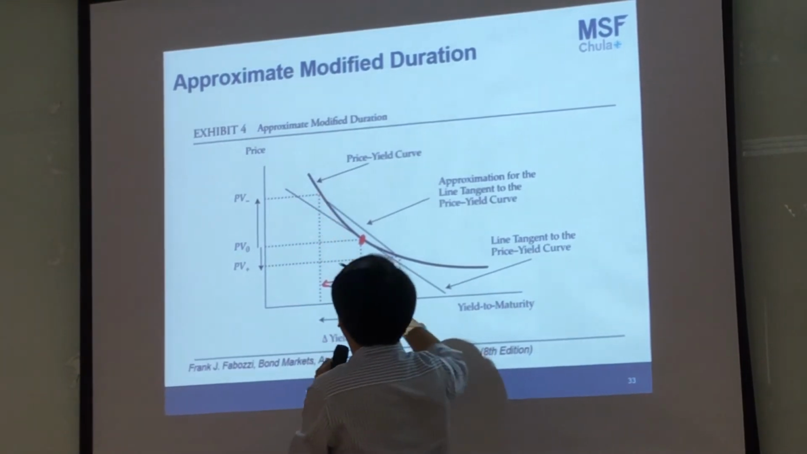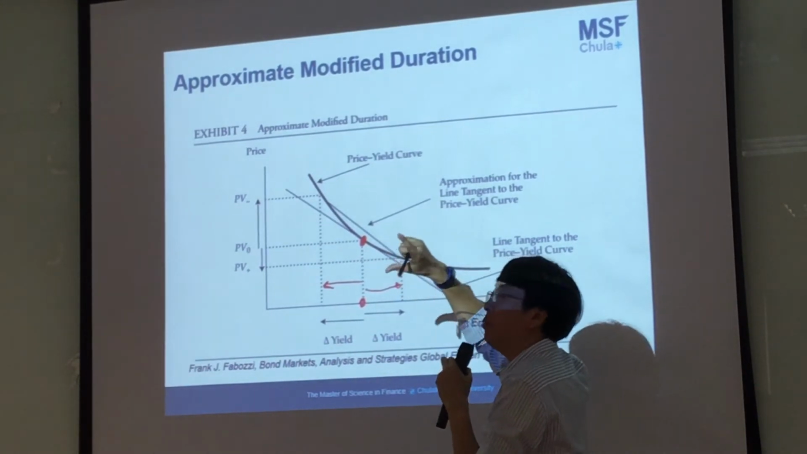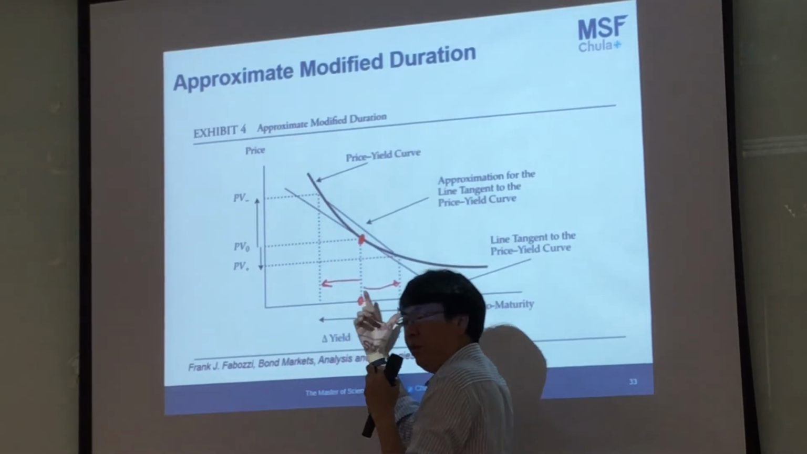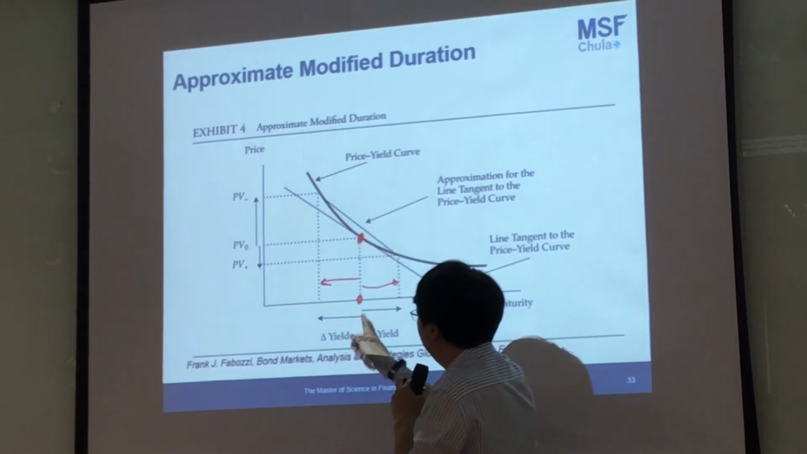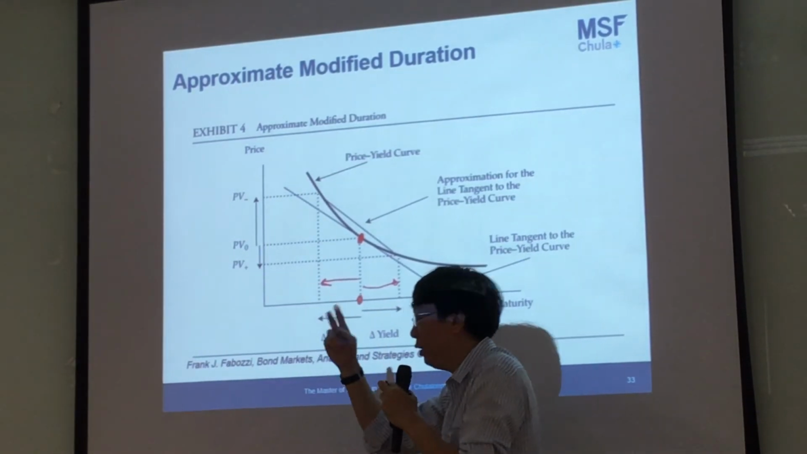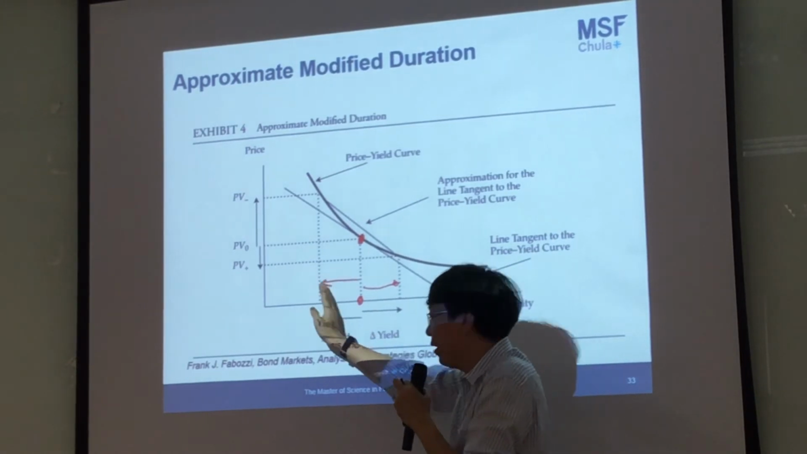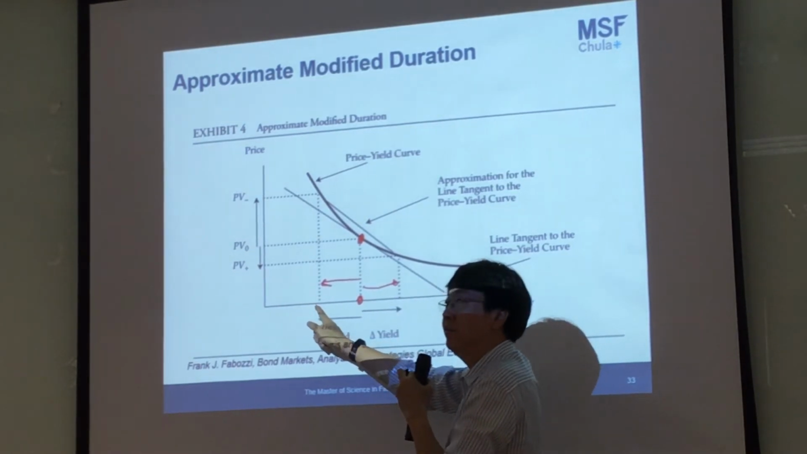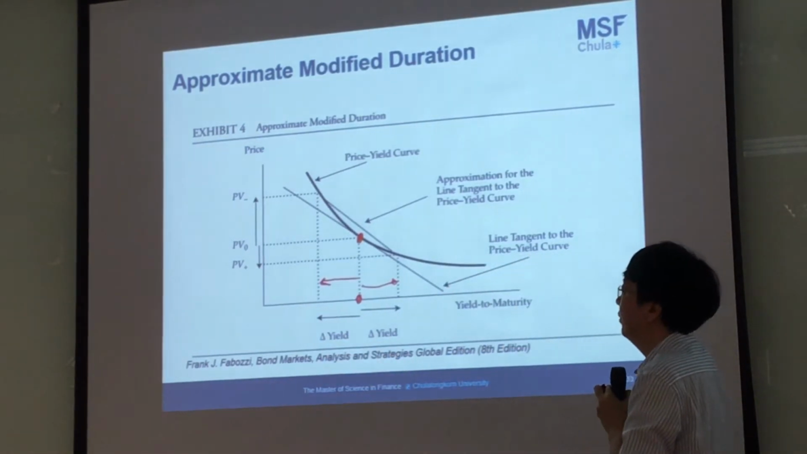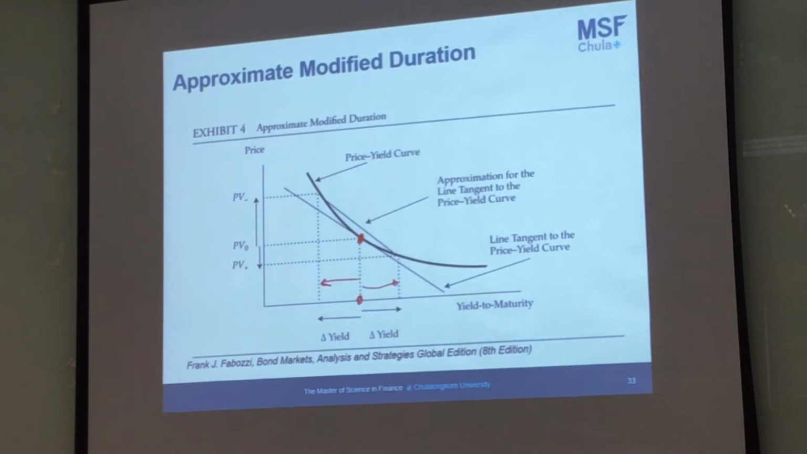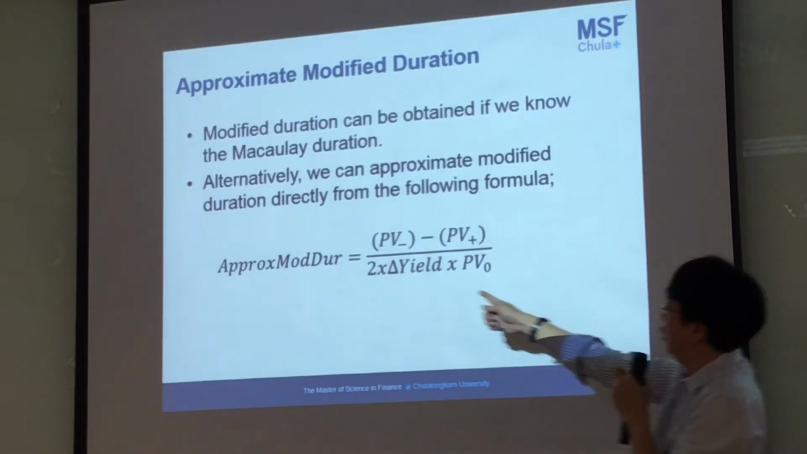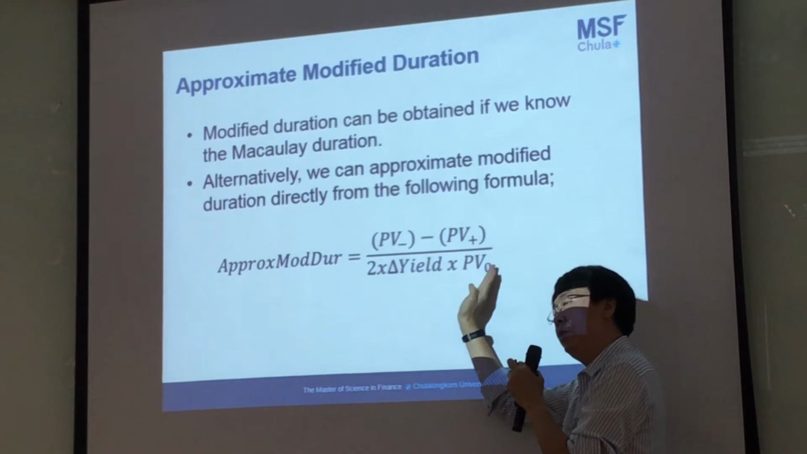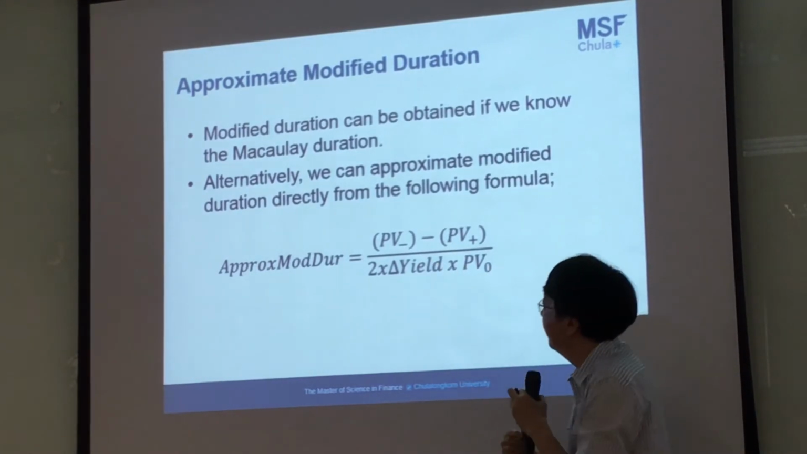You get this point, you get this point, so you get delta P, which is the change of the price, and then you know delta Y, right? Delta Y must be multiplied by 2 because it's on the right and the left. That's why we multiply by 2: delta Y to this and delta Y to this. So it's equal to 2 delta Y, because from the current yield you change to the right and then you change to the left again.